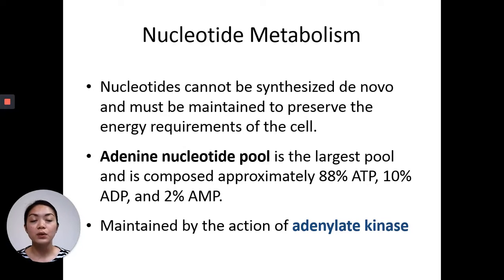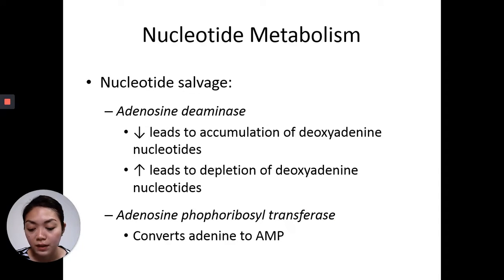So, the largest pool, aside from the amino acid pool, the largest pool actually in our body is the adenine nucleotide pool, made up of 88% ATP, 10% ADP, and 2% AMP. The major enzyme needed to maintain this pool is adenylate kinase. Okay? So, what about the enzymes needed naman to salvage or to recycle or save the nucleotides in our circulation?